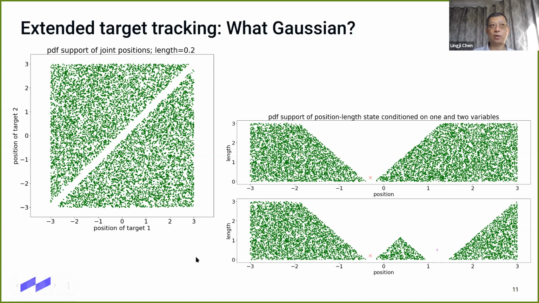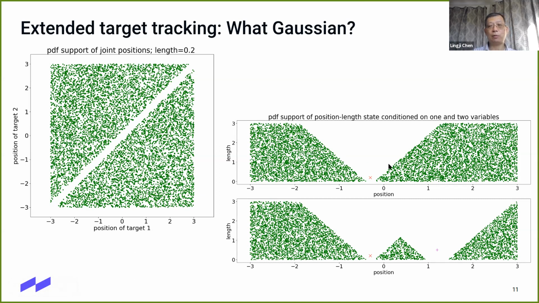Now, if I talk about the joint distribution of two targets' kinematic states, meaning the joint distribution of the position of target 1 and the position of target 2, the support of this distribution has this shape. It is the plane with the diagonal taken out, and this diagonal has a non-zero length. So the measure is not 0, unlike in the point target case where the diagonal is taken out, but it has measure 0 and doesn't affect any of the big integrals. So that's one example on the left.